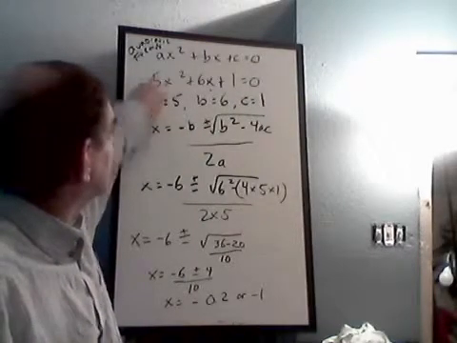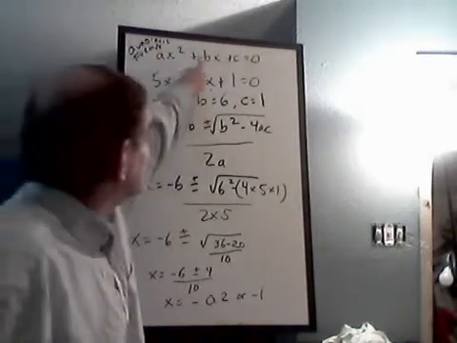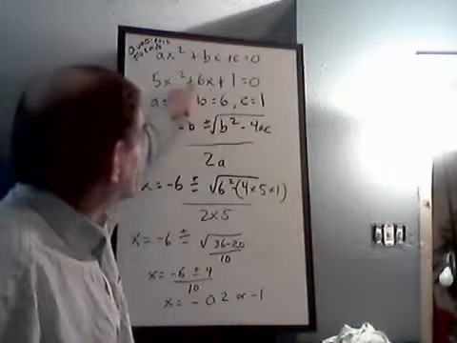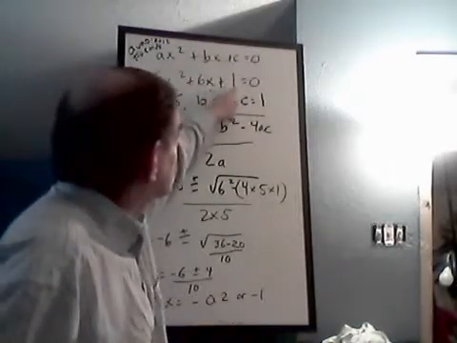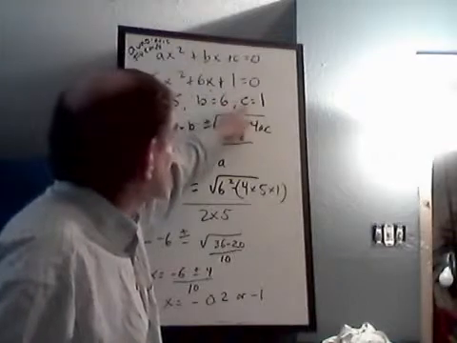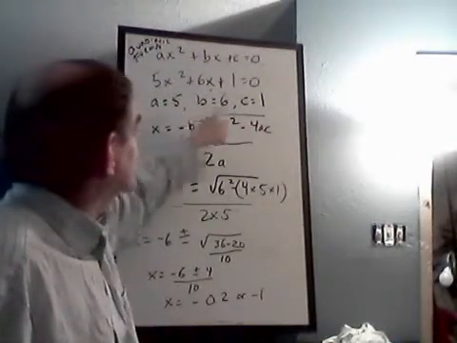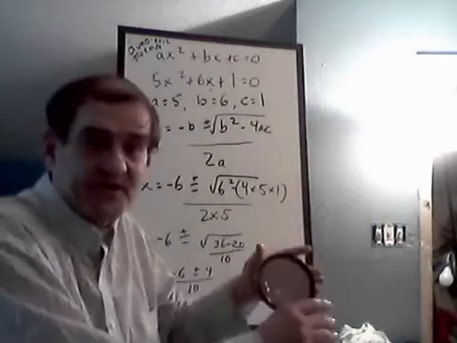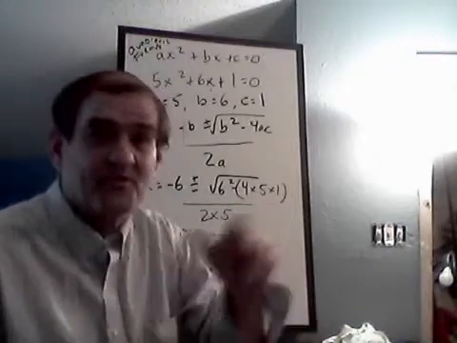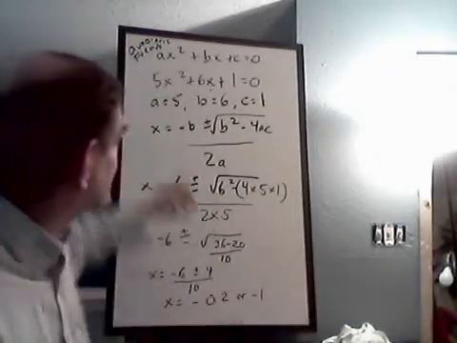See that? Compare to that. 5. And what's b? There's bx, so you've got 6x right here. So b is 6. And you've got plus c, the 1, all by itself. That's c equals 1. So a equals 5, b equals 6, and c equals 1. a, b, and c. Now, you take those numbers and put them where the formula is.